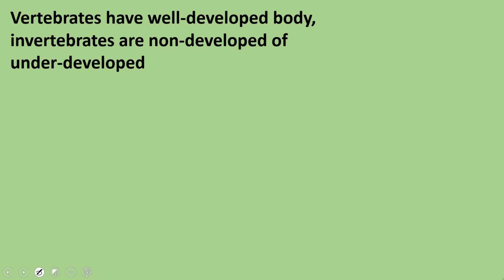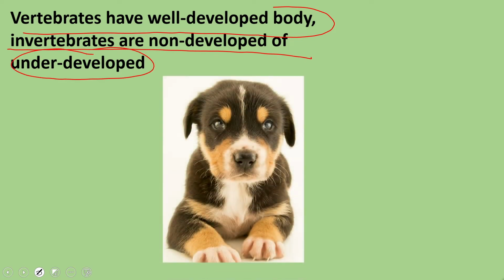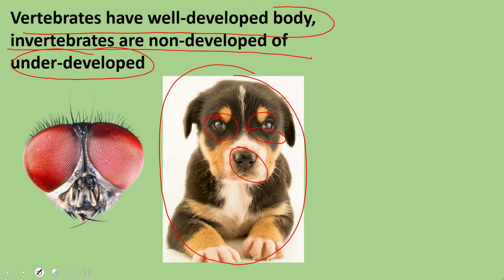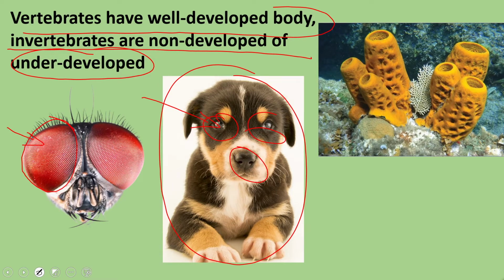Next is the vertebrates have well-developed body, whereas invertebrates do not have well-developed organs or body. So here you can see they have a well-developed body, well-developed organs, whereas invertebrates, they do not have well developed organs. Here you can see that this fly has a compound eye. Its one eye has many lenses, so that's why we can say that they have a compound eye. Whereas you can see that this dog has one lens, so that is how invertebrates are. So again, here you can see that this invertebrate does not have a well-developed body.